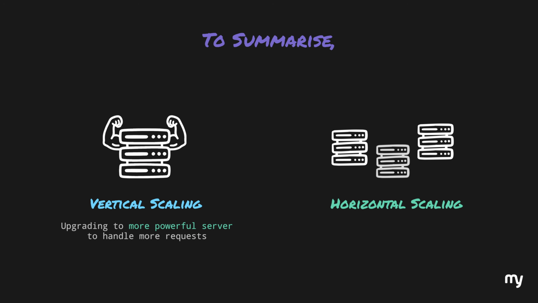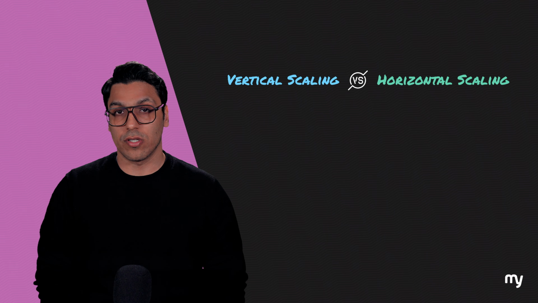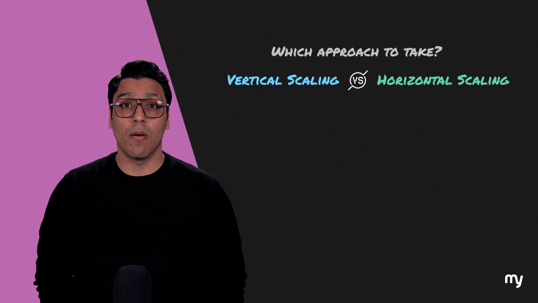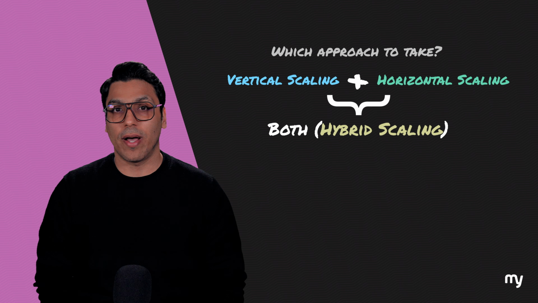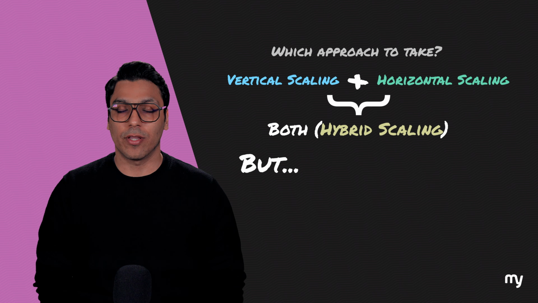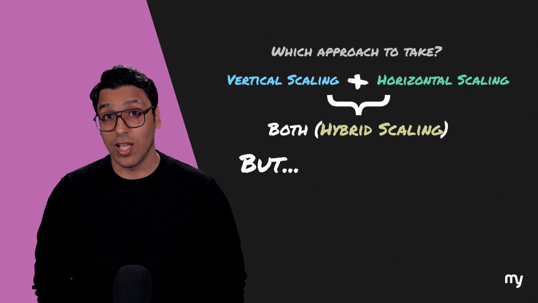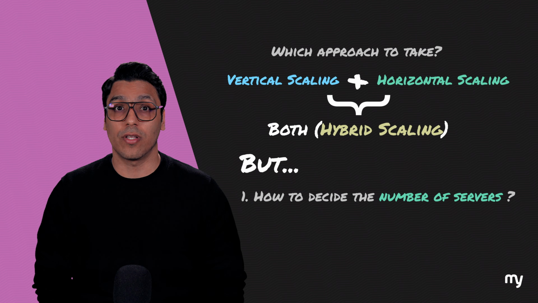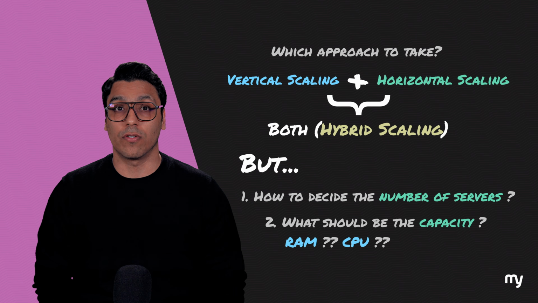To summarize, with vertical scaling, you're upgrading a single server to handle more requests. However, with horizontal scaling, you're adding more servers to distribute the load. But here's the big question. When faced with a choice between vertical and horizontal scaling, which approach do most organizations take? The answer is both. A hybrid approach combines the strengths of both approaches, but that raises another critical question. Even with the hybrid model and the knowledge of expected load, how do organizations decide how many servers they need and what capacity those servers should have?